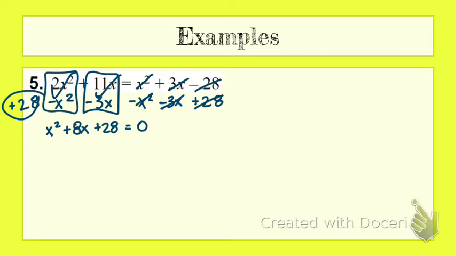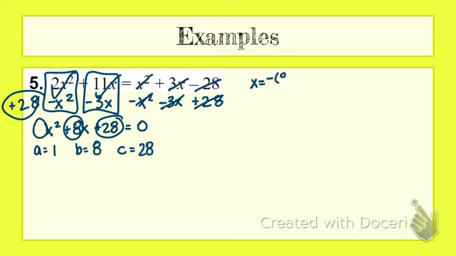So now that we have our equation in standard form, we know that A equals 1, B equals 8, and C equals 28. And we're going to just start substituting. So we have x is equal to negative b plus or minus the square root of b squared minus 4 times a times c, all divided by 2 times a.